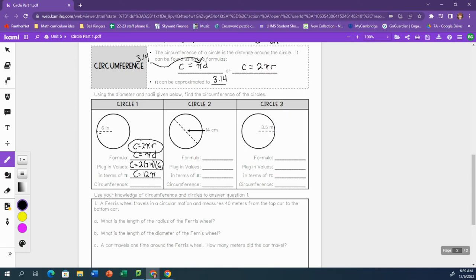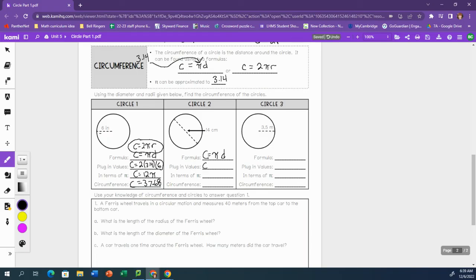But sometimes they'll tell you to use 3.14 for pi, or sometimes you can just round it to 3 for pi, depending on what you're working on. And so that would make the circumference equals 37.68. So let's do it again. We have the diameter here. So this time we're going to use C equals pi times diameter because we already know the diameter.